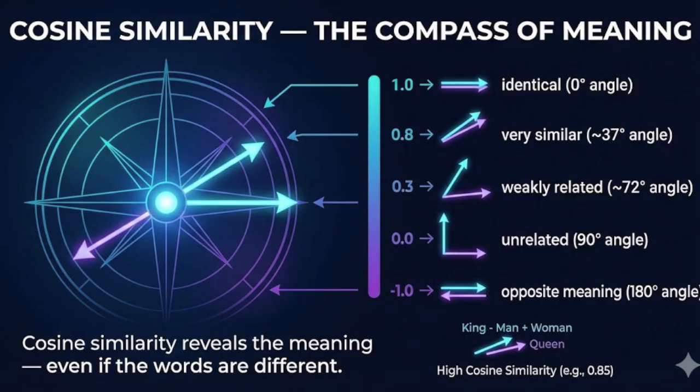Cosine similarity, the compass of meaning. Cosine similarity measures the angle between two meaning vectors. 1.0 is identical meaning, 0.8 very similar, 0.3 weakly related, 0.0 unrelated, minus 1.0 opposite directions. This is why root canal, nerve removal, endodontic treatment, treatment for tooth nerve all point in the same general direction in vector space. Cosine similarity reveals the meaning, even when the words are completely different.